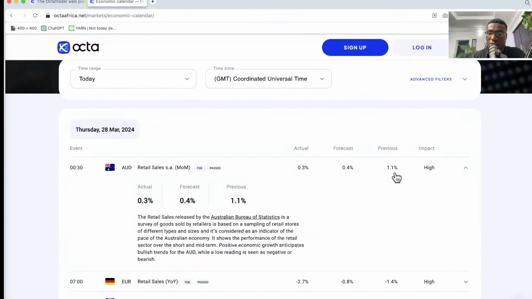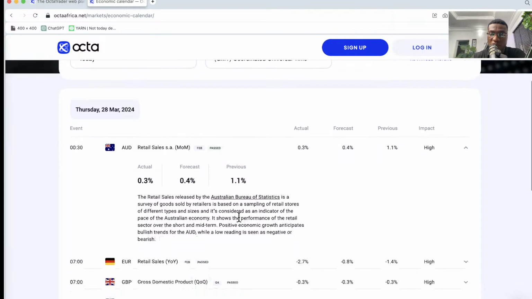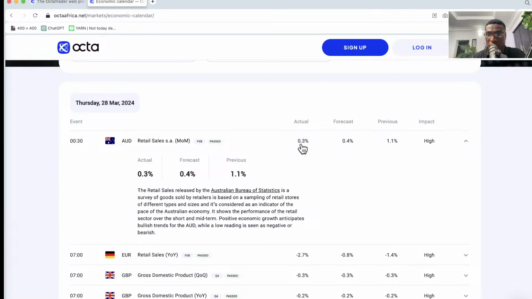So 1.1 was the previous. The forecast, which is the report that economists and analysts have forecasted, is 0.4%. And we have the actual, which was released today. This actual is the report after the news has been released, right? 0.3%.